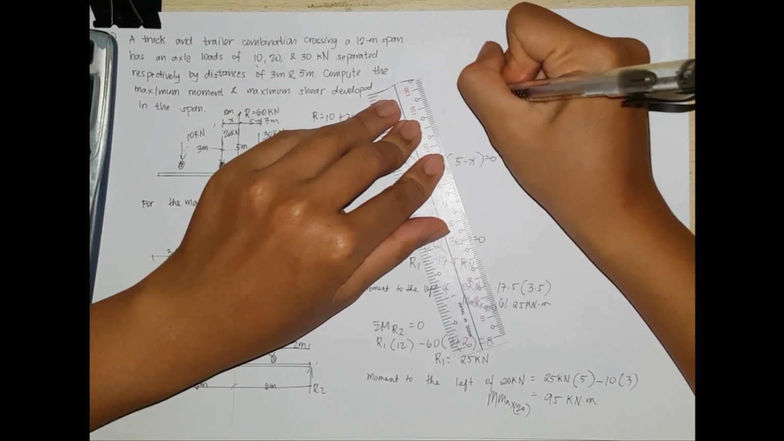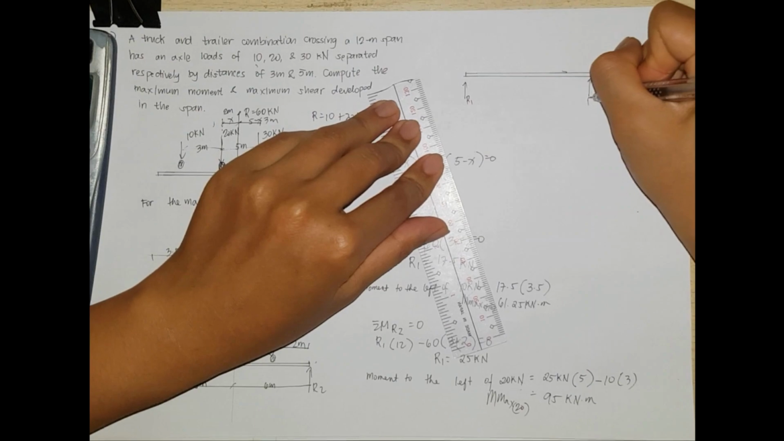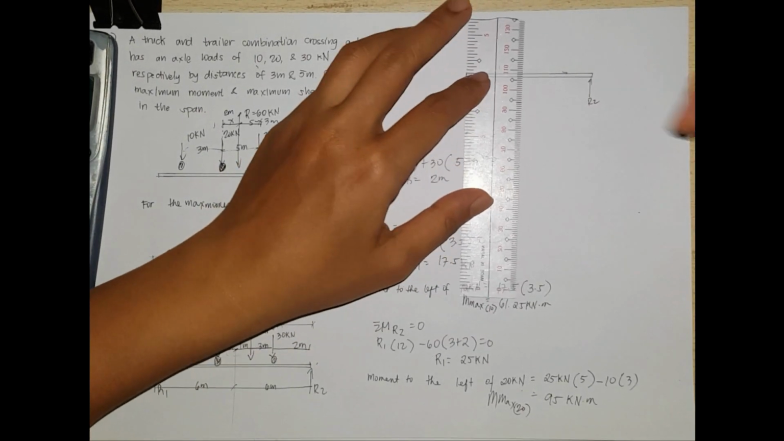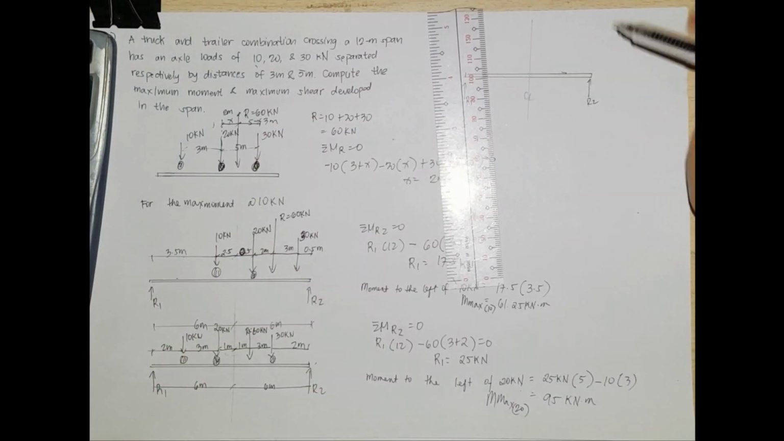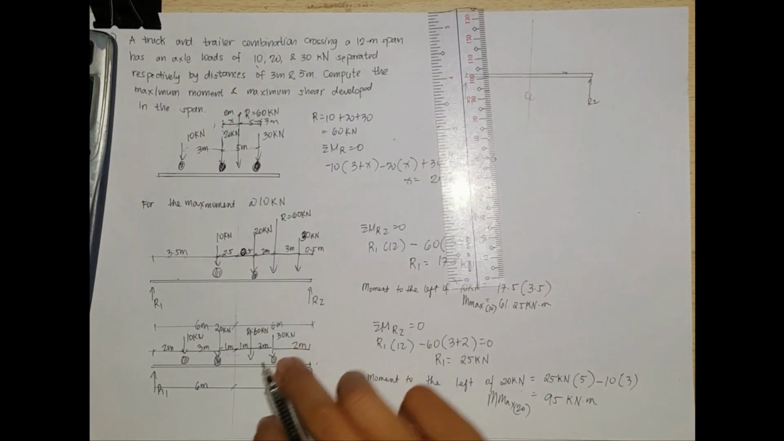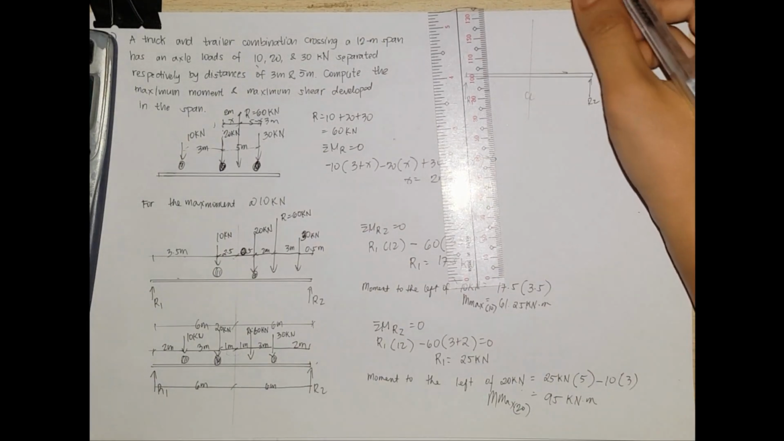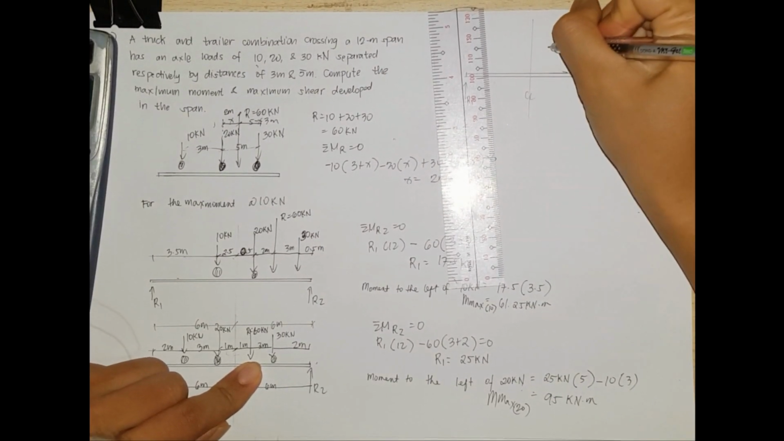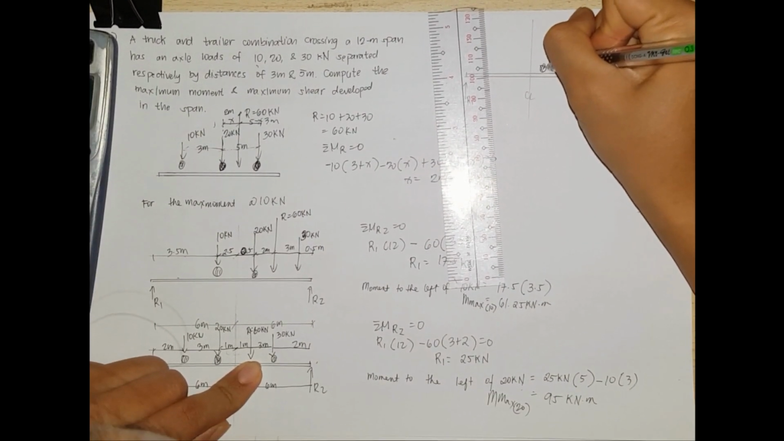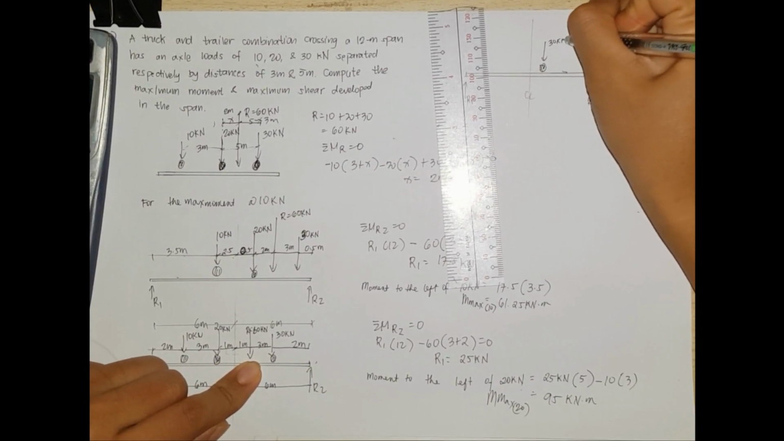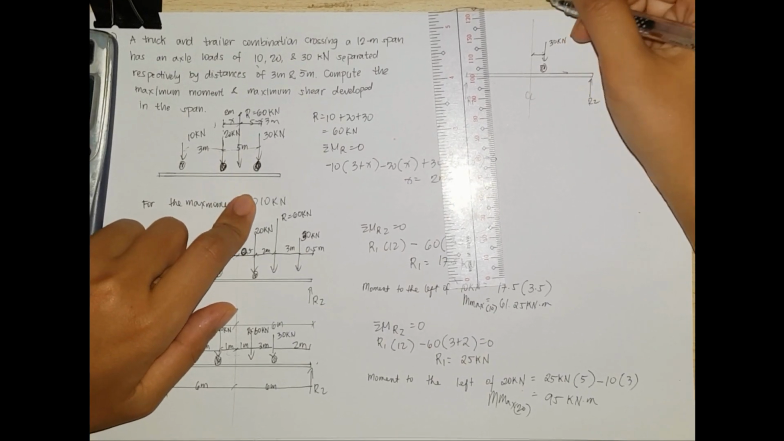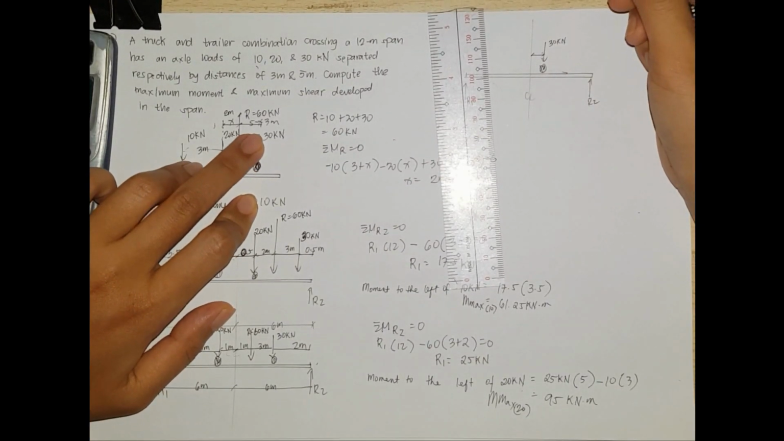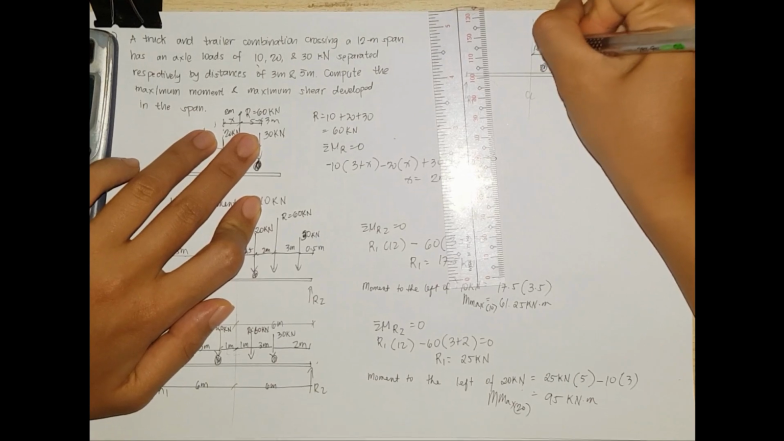So we have reaction at 1, reaction at 2, and this is the center line. So, i-move natin yung 30 kilonewton, 1.5 to the center line. So, this is 30 kilonewton. And we have 5 minus 3 meters. So, this is 1.5.